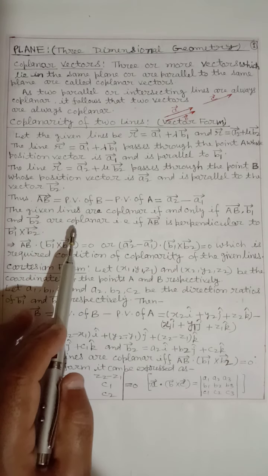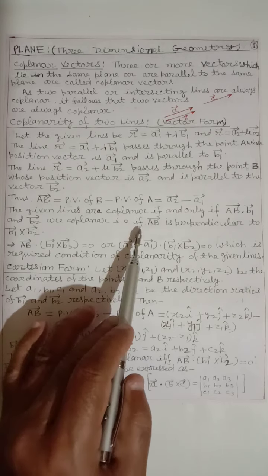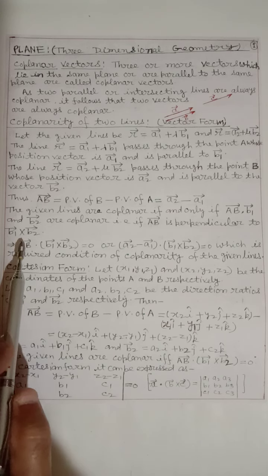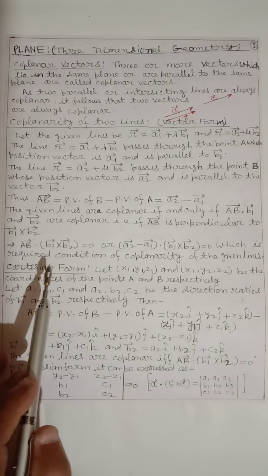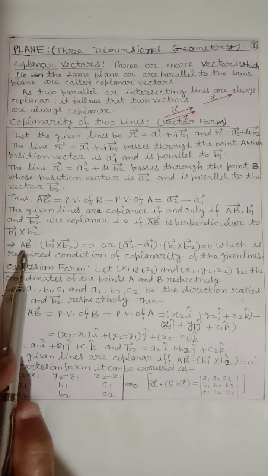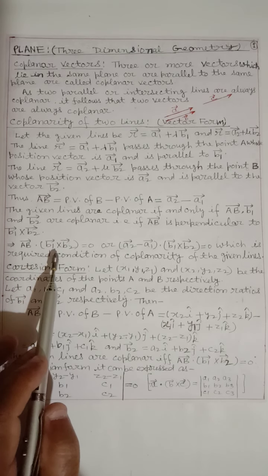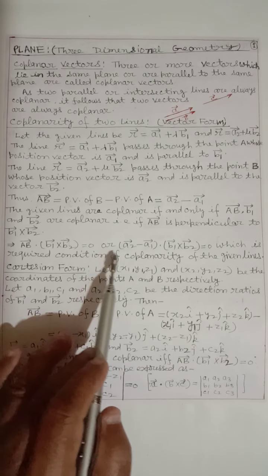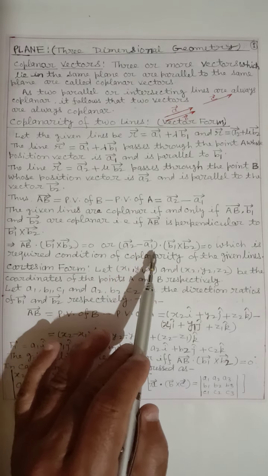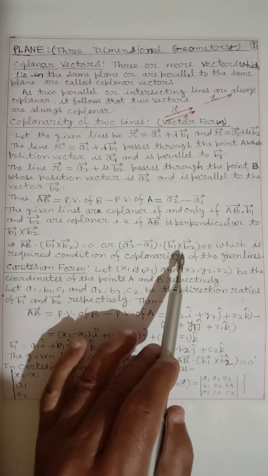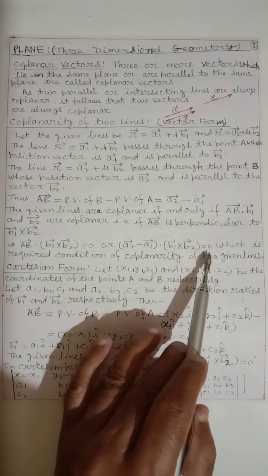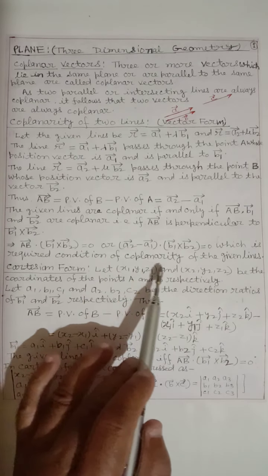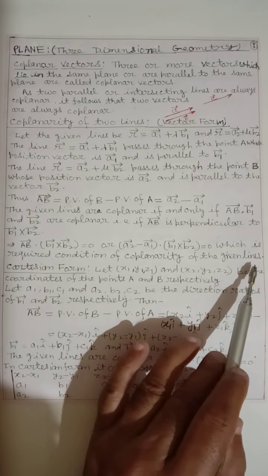That is, if vector AB is perpendicular to vector b1 cross vector b2, and this implies that vector AB dot vector b1 cross vector b2 equal to 0, or vector a2 minus vector a1 dot vector b1 cross vector b2 equal to 0, which is the required condition of coplanarity of the given lines.